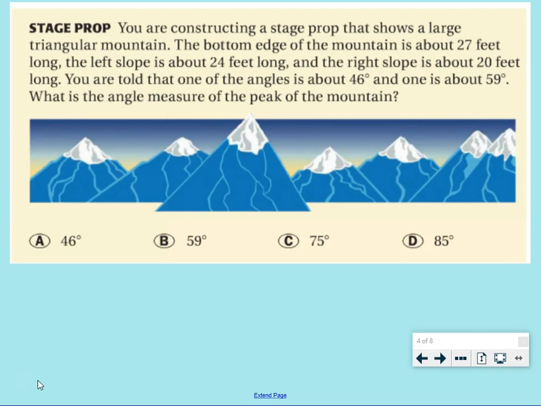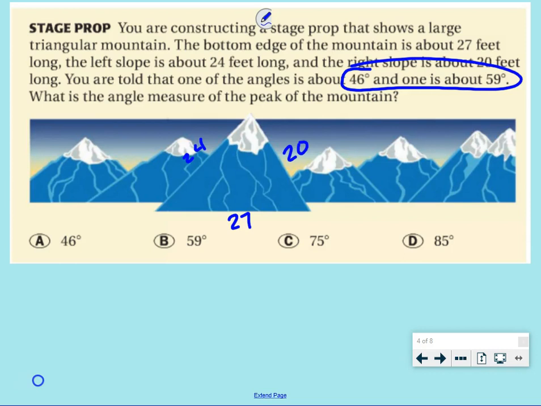Stage prop. You are constructing a stage prop that shows a large triangular mountain. The bottom edge of the mountain is about 27 feet long. The left slope is about 24 feet long, and the right slope is about 20 feet. You are told that one of the angles is about 46 degrees, and one is 59. What is the angle measure of the peak of the mountain?